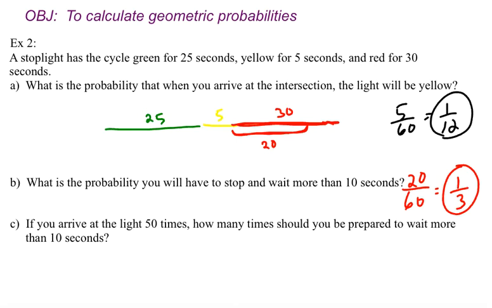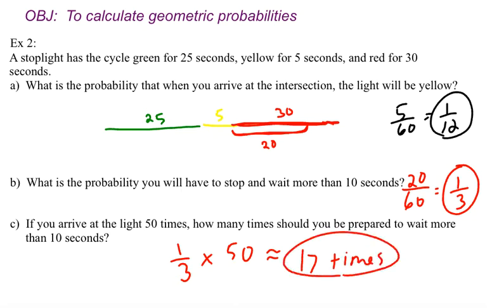And if you arrive at the light 50 times, how many times should you be prepared to wait more than 10 seconds? We're taking our answer from B and multiplying times 50. Not a whole number, about 17 was my answer. How'd you do? Okay?